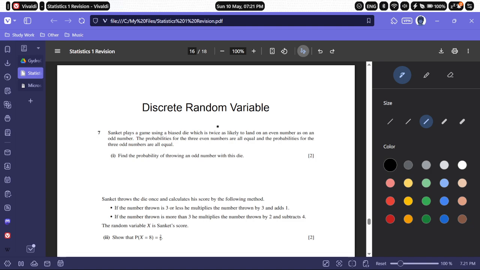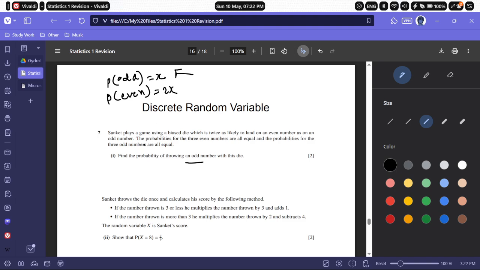Anyway, in this you're told that the probability of landing on an even number is twice as likely as landing on an odd number. Let's say that probability of odd is x. So probability of even would just be twice as likely, which is 2x. And in a die, you just have 3 odds and 3 evens, right? So find the probability of throwing an odd number with this die. So basically the value of x in this case.